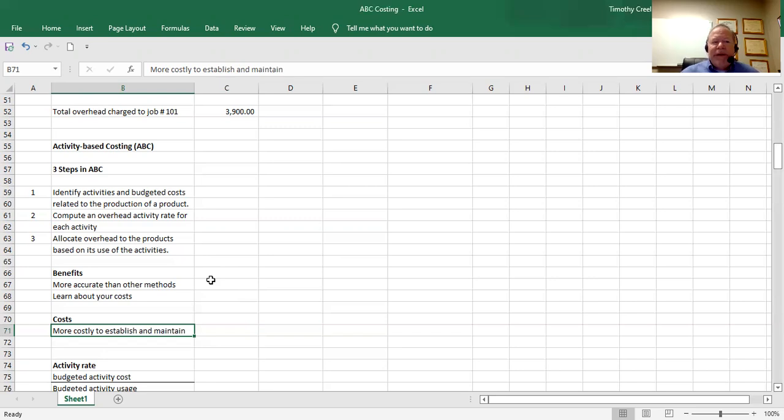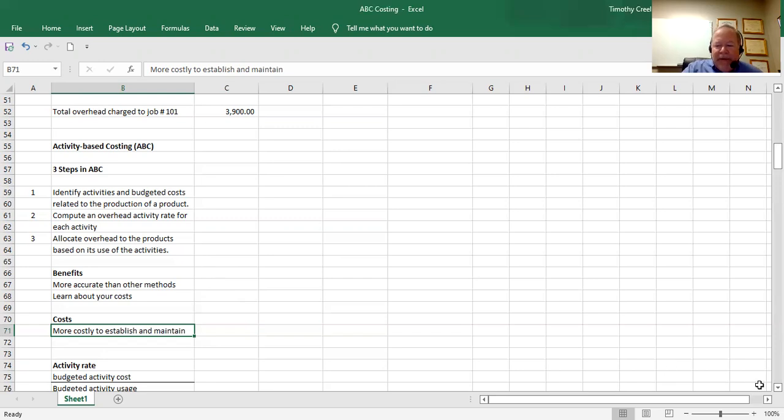And for some companies, they would really have to examine, is it worth the additional cost? Yes, it is better. It is more accurate, but is it worth the additional cost? And again, there's cost to initially establish it and greater time and cost to maintain it as well and to update it regularly as well.